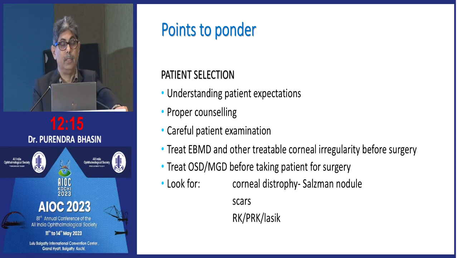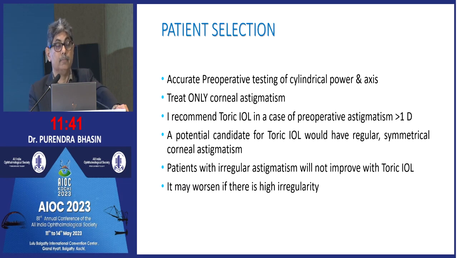We should treat epithelial basement membrane dystrophy, Bowman's membrane dystrophy and other treatable corneal irregularity before the surgery. We should treat surface disorders and meibomian gland disorders before taking the patient for surgery, because this can lead to erroneous calculation of the axis and the magnitude of the astigmatism. We should look for any corneal dystrophy, Salzmann nodule, scars, presence of RK marks, PRK, LASIK, and accurate preoperative testing of cylindrical power and axis is very important.